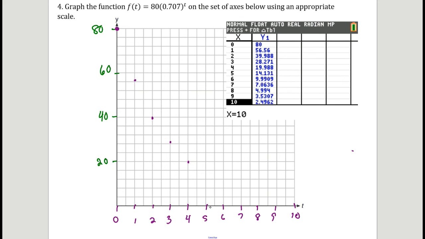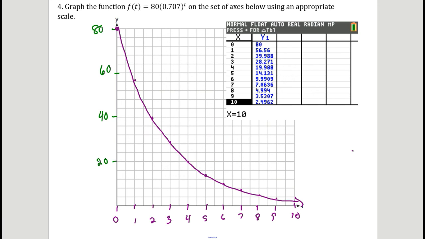5 is 14.1. 4, 8, 12, 14-ish. 6 is about 10. 4, 8, 10. 7 should be lower than 8. 8 is about y equals 5. 3.5. And we're getting the basic exponential shape here, that we have this nice exponential decay curve.